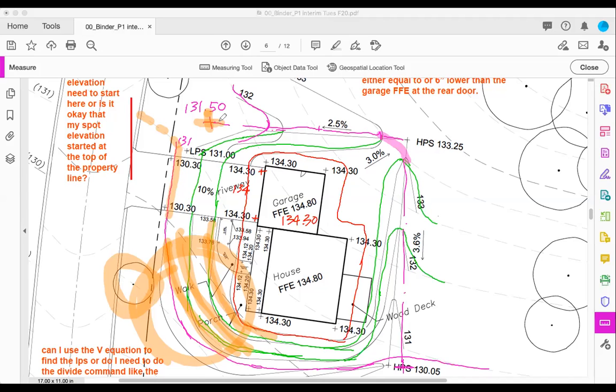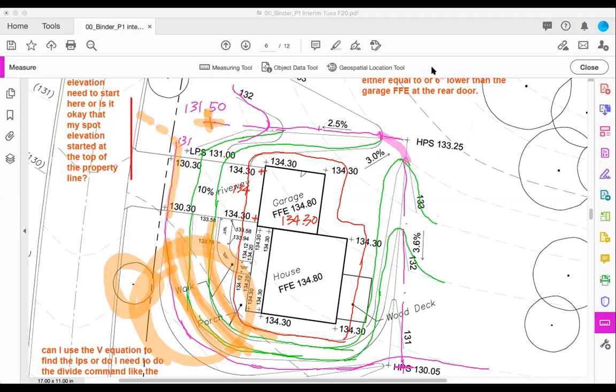Anything else? Oh, okay. Random one. While you were explaining it back to the other students, can you explain again why the front garage needs to be the same as the porch? I know how you did it, but what's the reason?